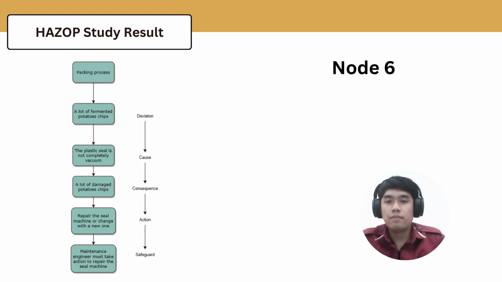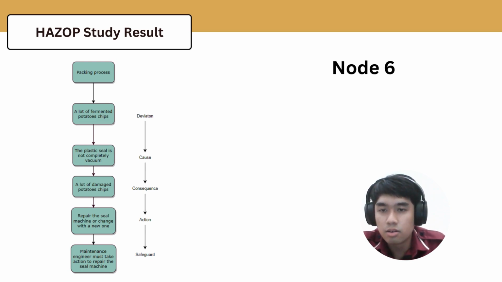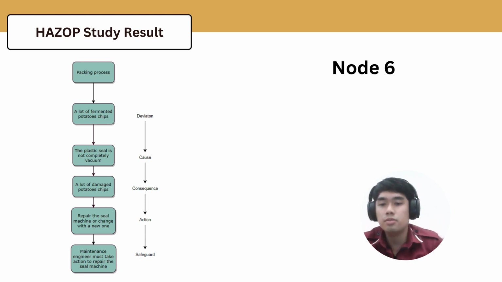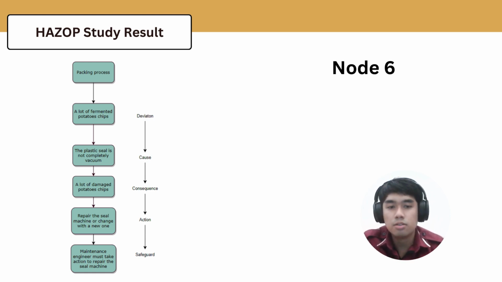So lastly, we have node C, which is the packing process. The deviation is a lot of fermented potato chips. It is because the plastic seal is not completely vacuum, and the consequence is that a lot of damaged potato chips will be produced. They will be packed, and the action to be taken is to repair the seal machine or change it with a new one. For the safeguard, we will ask the maintenance engineer to take action to repair the seal machine. So that's all from me.